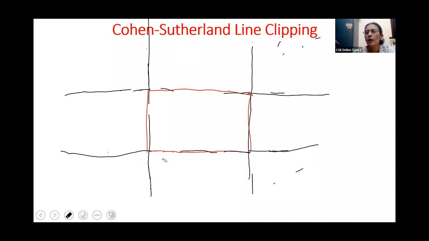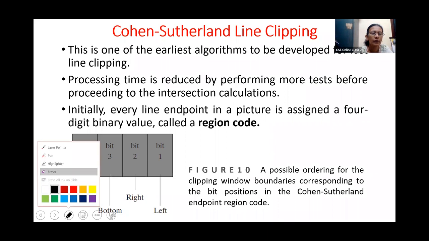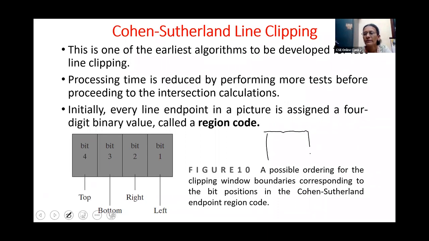You have this as the clipping window. The B4 bit corresponds to the top boundary line. B3 bit corresponds to the bottom boundary line. B2 bit corresponds to the right boundary line, and B1 bit corresponds to the left boundary line. So B1 for the left boundary, B2 for the right boundary, B3 for the bottom boundary, and B4 for the top boundary. Now what does each of these bits mean?